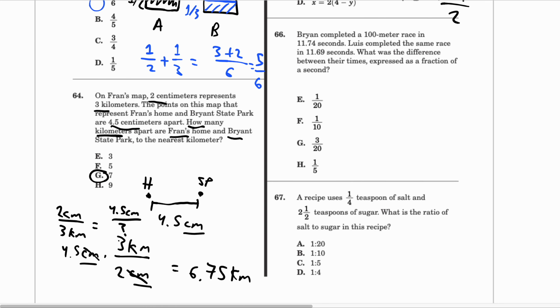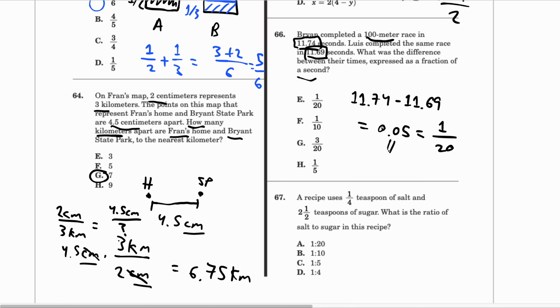Okay. Number 66. So Brian completed a 100-meter race in this amount of time, and Luis completed the same race in slightly less time. What was the difference between their times expressed as a fraction of a second? So we just want to take the difference between their times. So it would be 11.74 minus 11.69, which is just 0.05. And we're being asked to express that as a fraction, so that would just be 1 over 20. Right, you could take this and do 5 over 100, which is 1 over 20. So that would be E.